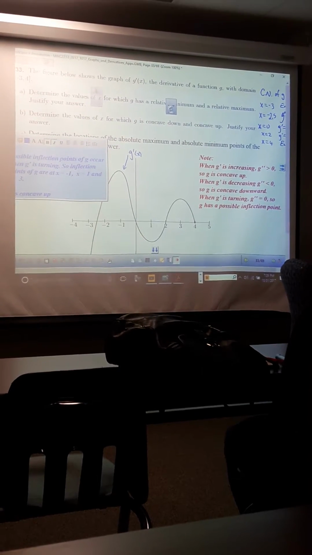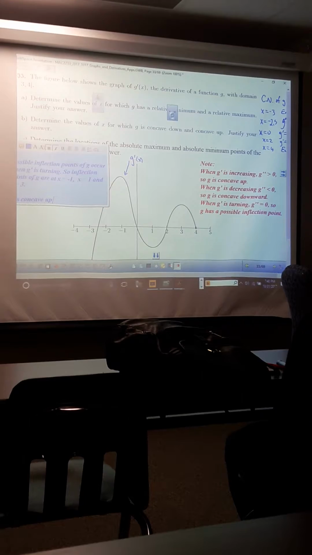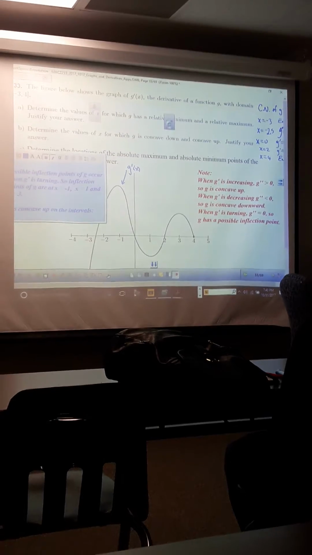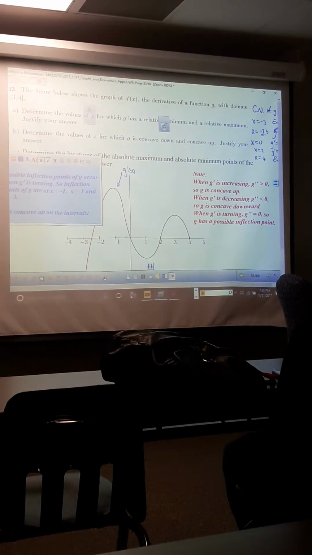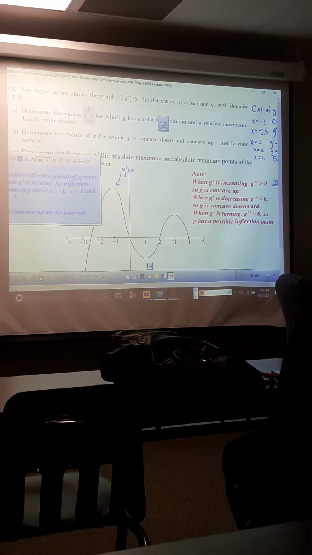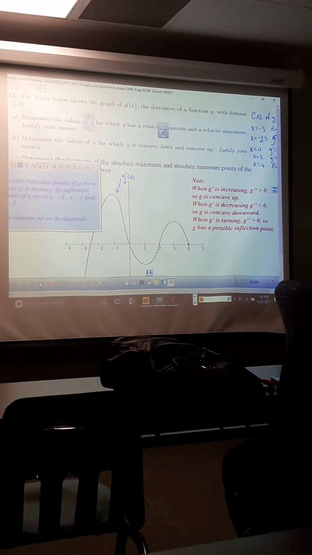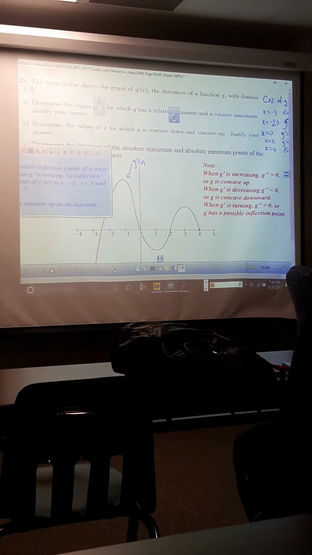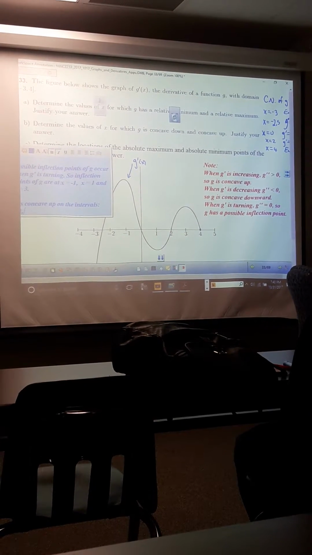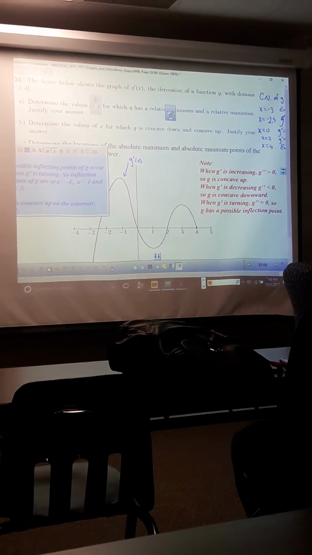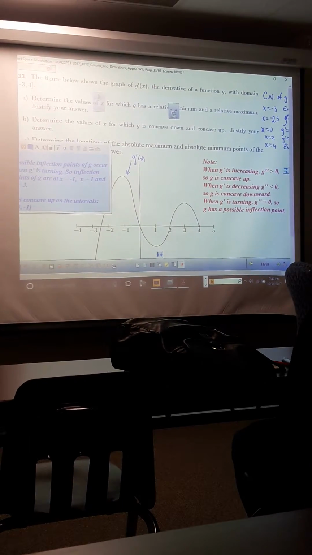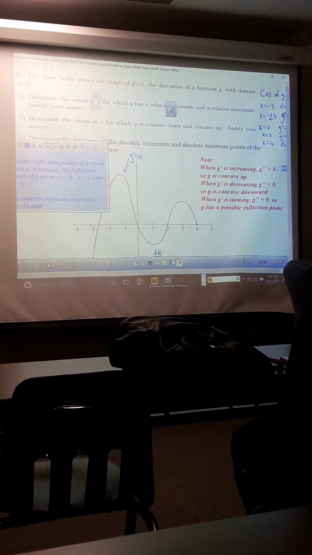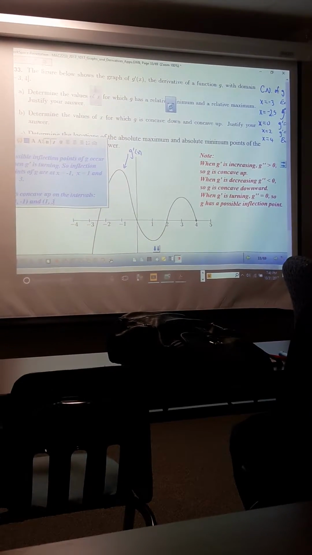G is concave up. When is G concave up? When G prime is increasing. Right, so when is G prime increasing? It starts increasing at -3, right? And then G prime goes above -3 and goes positive. When does G prime stop increasing though? At the turn. When does it turn? At -1. Alright, so G prime is increasing from -3 to -1. Anywhere else? From 1 to 3. That's correct.